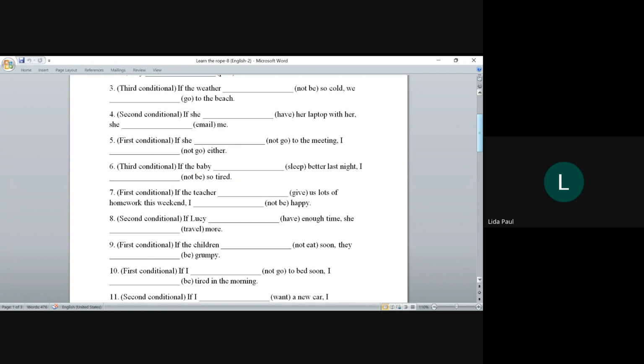Ninth one, first conditional again. If the children do not eat soon, they will be grumpy. Children is in the plural. If the children do not eat soon or if the children don't eat soon, both are correct. They will be grumpy. Correct. Next one is again the same. First conditional.